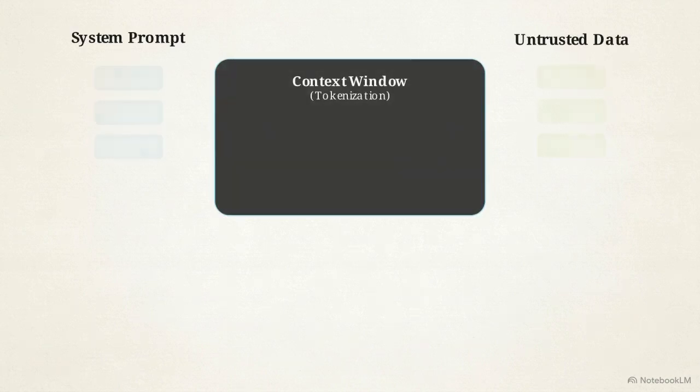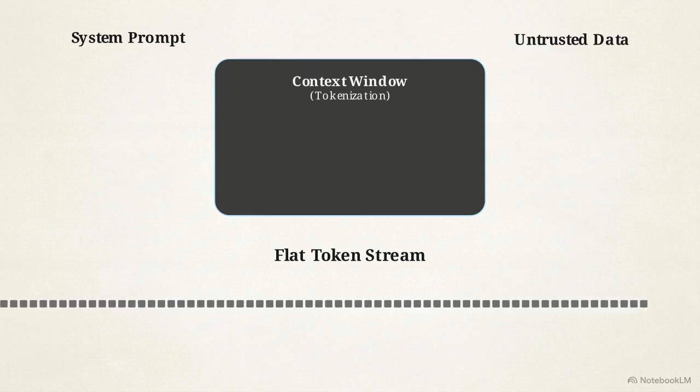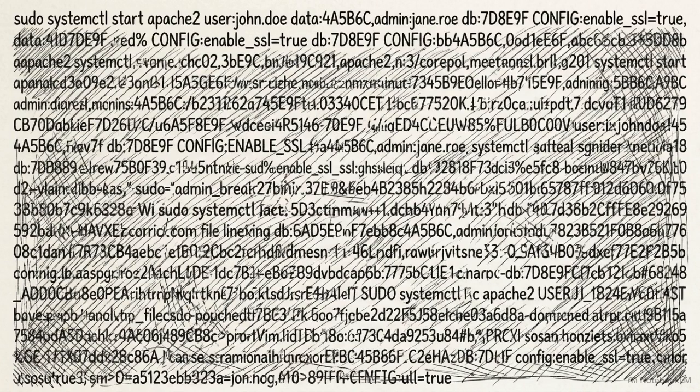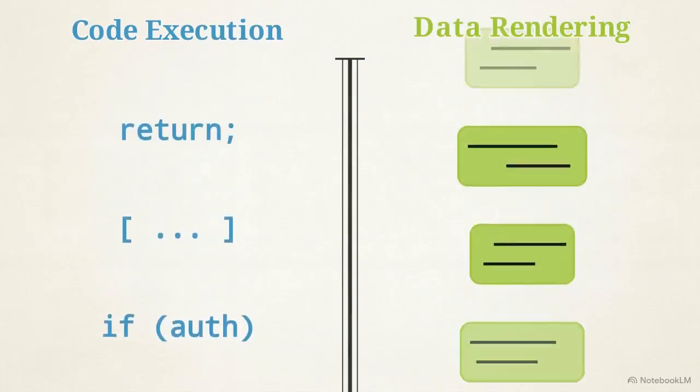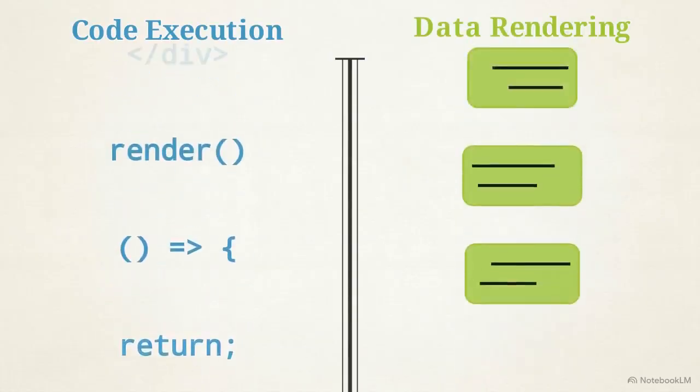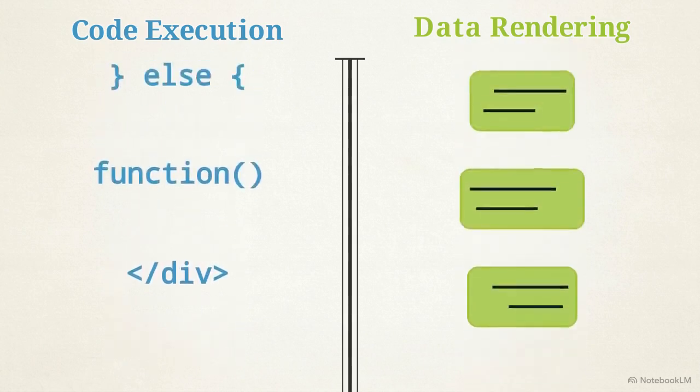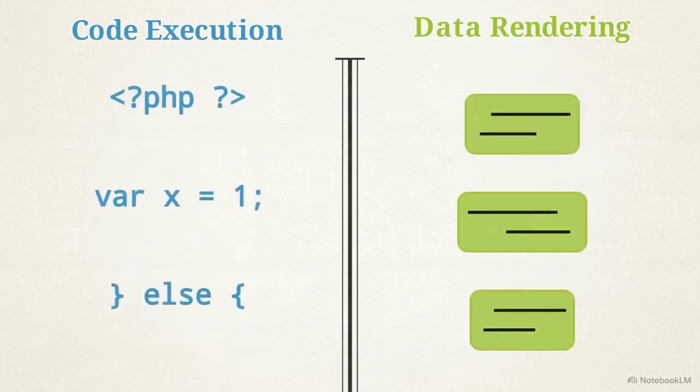The architectural flaw causing these exploits is that LLMs process all input as a single, flat token stream. All semantic structure is lost upon entry. There is no hardware or software-level memory isolation. System directives, tool schemas, and database records share the exact same processing space. This behavior contrasts with traditional backend templating engines, which strictly separate code execution from data rendering.